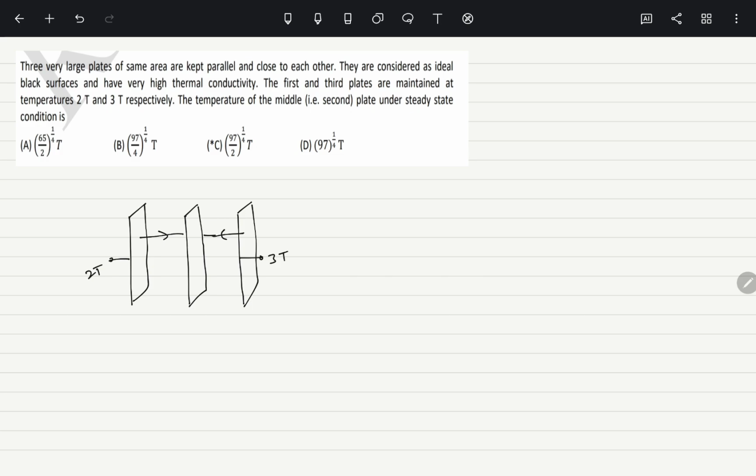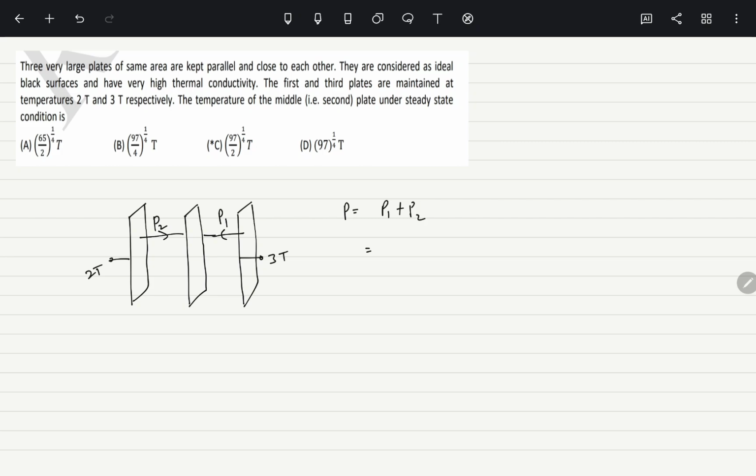rate of heat absorbed by the middle plate. So the middle plate is absorbing heat from both the plates, whatever is absorbed. So we are assuming that there is no energy loss. Let's say this right side plate is releasing the radiation at a rate of P1, and this one is releasing at a rate of P2. So the rate of radiation absorbed by the middle plate will be P1 plus P2, right? So this much heat was absorbed in the form of radiations.